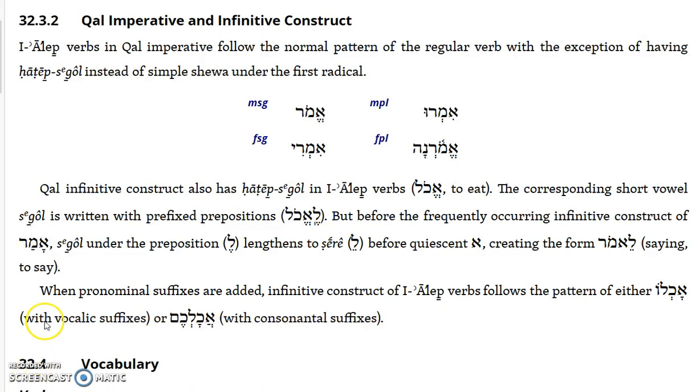Now it turns out that with amar, it ought to follow that pattern, but because amar is such a common word to say, you would start off with a pattern like this, with a segol and a hataf segol, but then the aleph quiesces. So instead of getting le'emor, the short E of the hataf segol and the short E of the segol add together to form a long E, and you get lemor instead of le'emor. You can understand how that might happen.